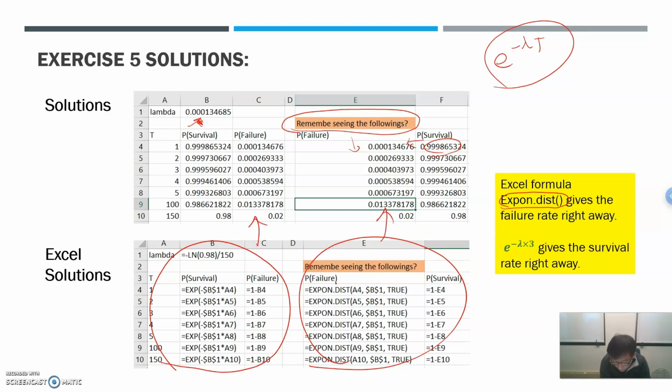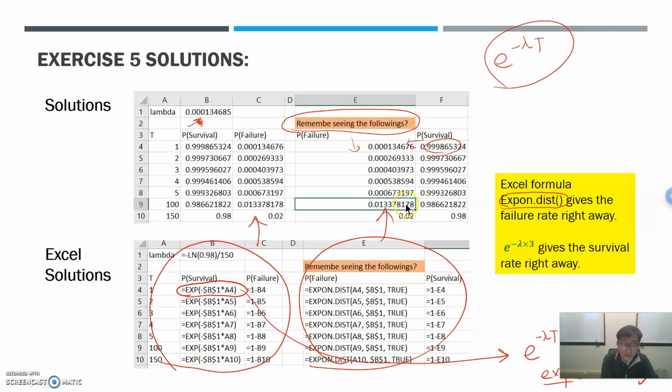Let me take some time to explain this one right here. What is this guy talking about? So e to the negative lambda t in Excel, what you can do is EXP. This is the exponential number, and negative whatever your lambda value is, you multiply by whatever your time value is. So basically this is what this is all about.